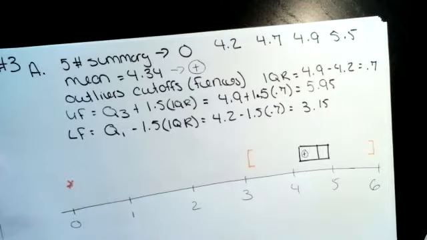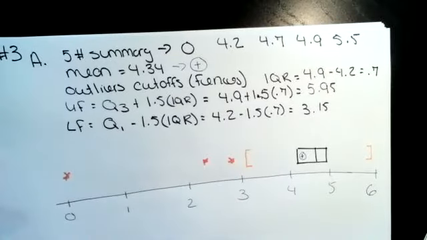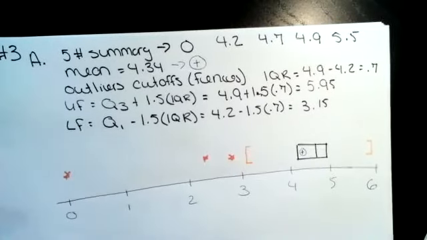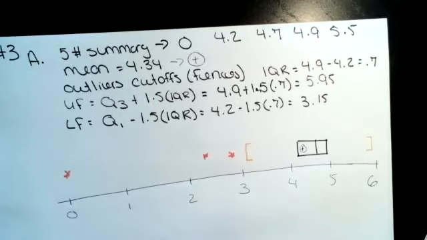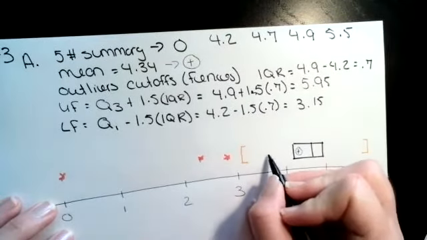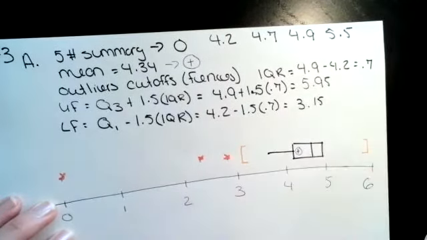Just put a star there. 2.3, I'm going to put a star there, and 2.9, I have a star there. Then the next value, if you're looking at the data, because it's already ordered, 3.7. 3.7 is where my whisker is going to go to. Somewhere right around here. Doesn't have to be perfect.